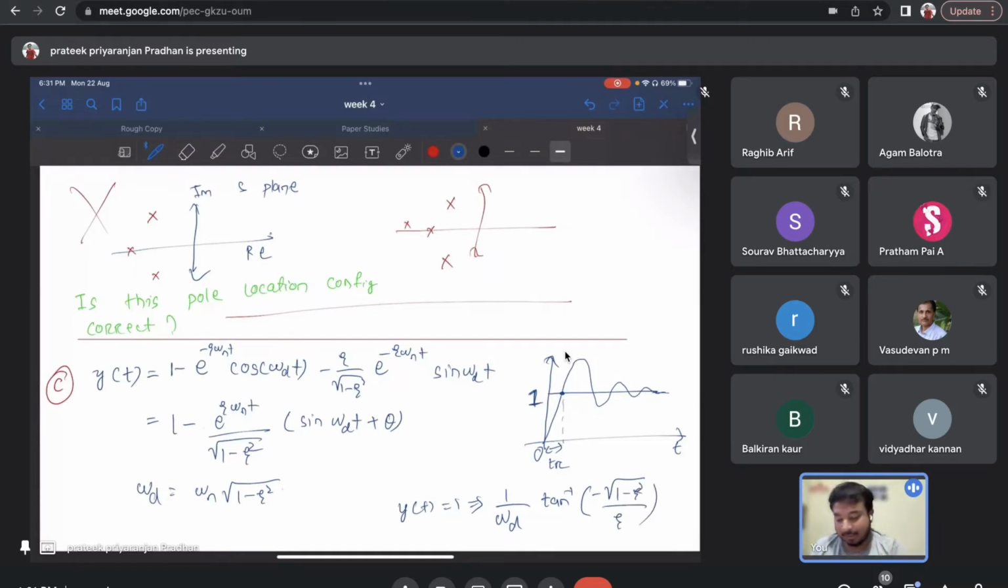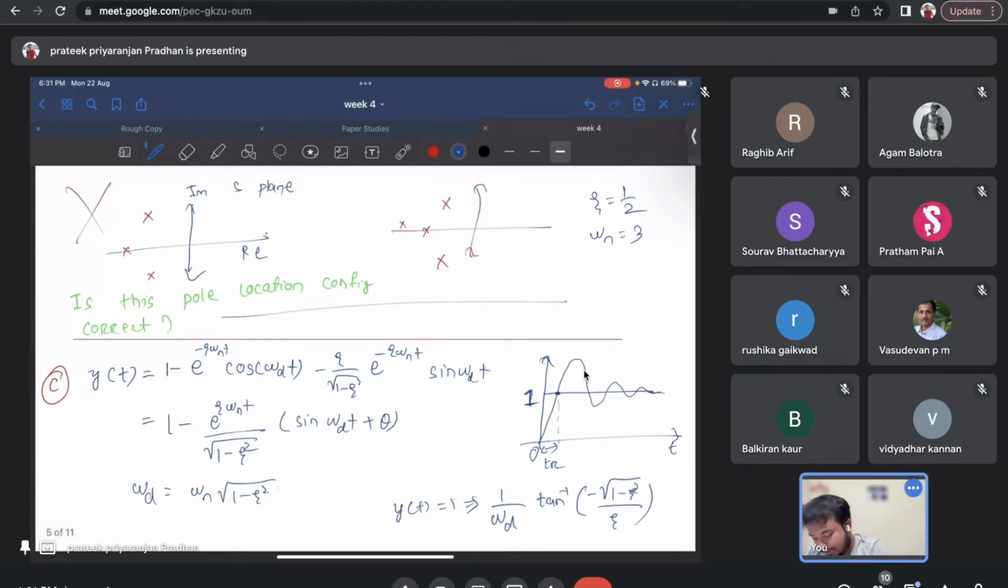So can somebody just calculate it? We have calculated zeta as 1 by 2, and omega n is equal to 3. Can somebody calculate it and confirm, so that I will know you guys are following? You can verify. The rise time will come to 0.8 seconds.